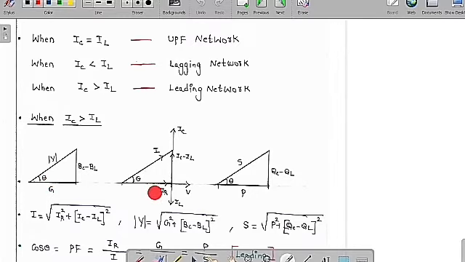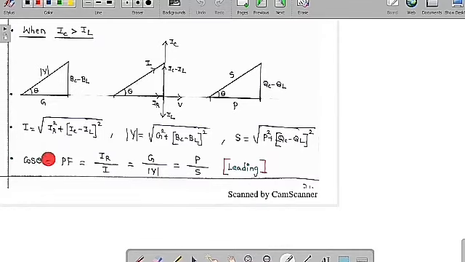Whereas if you multiply by an extra factor V for each and every side, we get V into IR is P, VIC minus VIL is QC minus QL, and V into I is called S. By using the Pythagoras theorem, I is equal to the square root of IR square plus IC minus IL whole square, whereas mod Y is equal to the square root of G square plus BC minus BL whole square, whereas S is equal to the square root of P square plus QC minus QL whole square. Now, the power factor, which is adjacent by hypotenuse, is G by mod Y, or IR by I, or P by S.